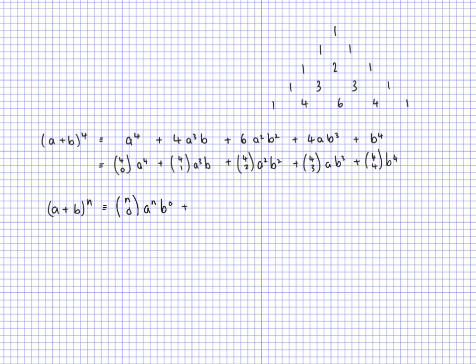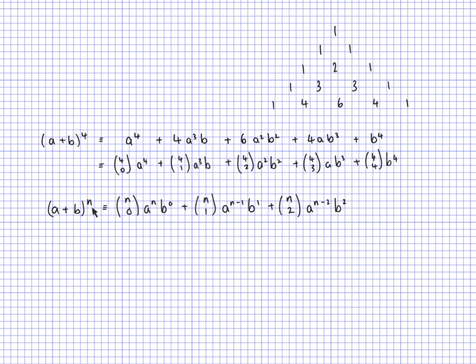Then I'm going to have n choose 1, and notice how the power of a decreases by 1 and the power of b increases by 1. So I will have a to the power of n take away 1 and b to the power of 1. The next value would be n choose 2, and here I'm going to have a to the power of n take away 2 and b to the power of 2. Okay, and this will carry on like that.